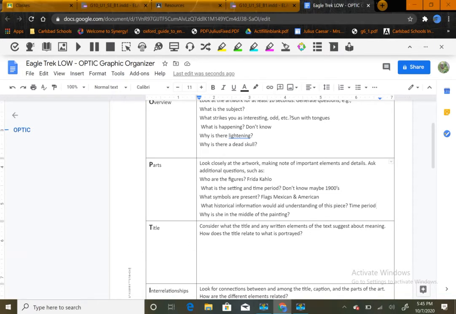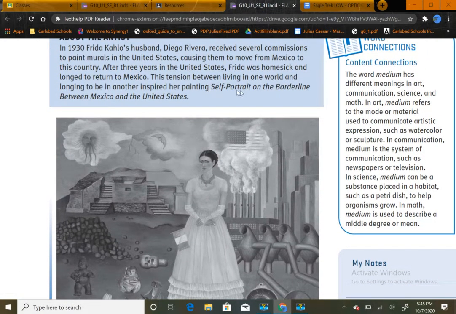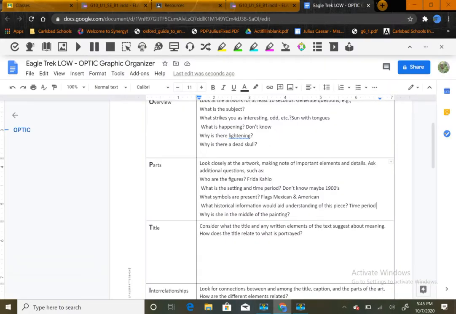Now the title. Consider what the title and written elements of the text suggest about meaning. How does the title relate to what is portrayed? Well, the title of this is right here: Self-portrait on the borderline between Mexico and the United States. So consider what the title and any written elements of the text suggest about meaning. Well, it suggests that there might be conflict with cultures.